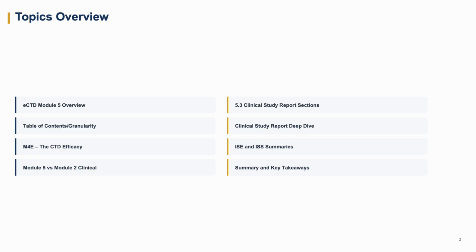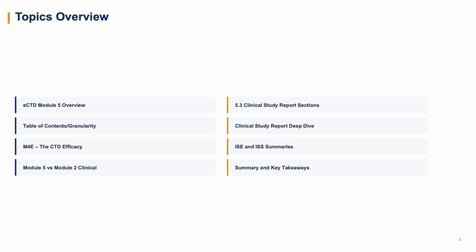The heart of our lecture will focus on the 5.3 clinical study report sections. This is where the bulk of your clinical data resides. We'll do a deep dive into the structure of individual clinical study reports following ICH E3. Finally, we'll cover the integrated summary of safety and integrated summary of efficacy. These are critical documents required by FDA regulations that synthesize all your clinical safety and efficacy data.